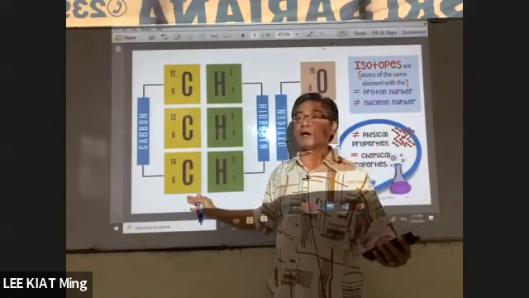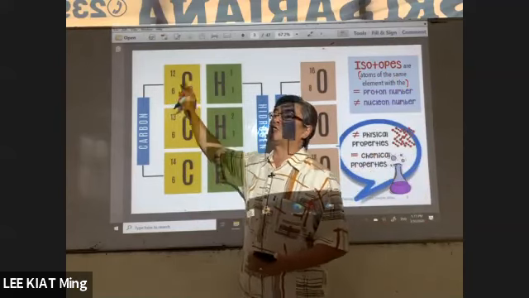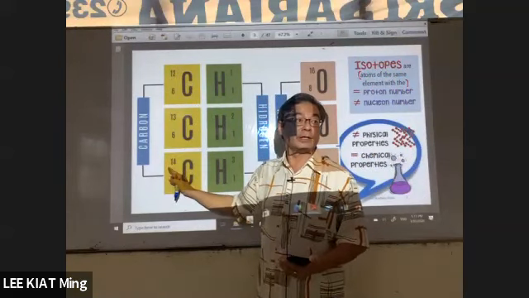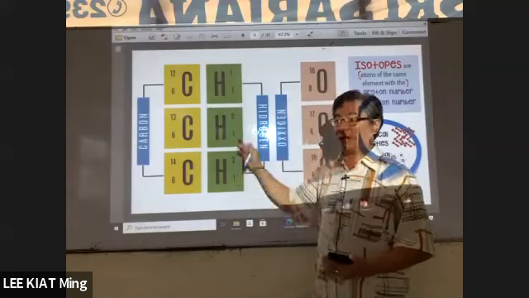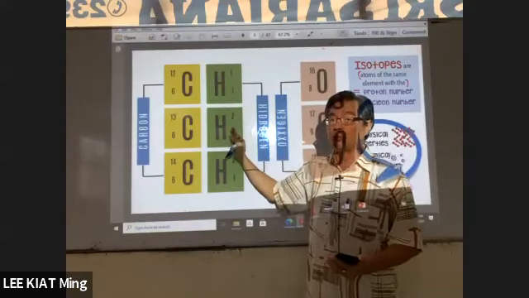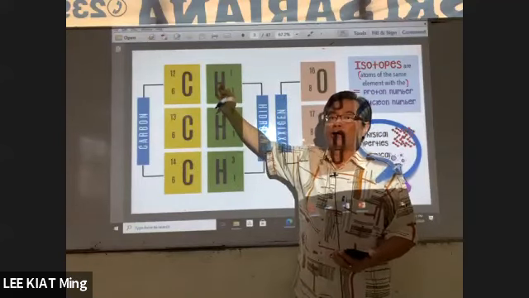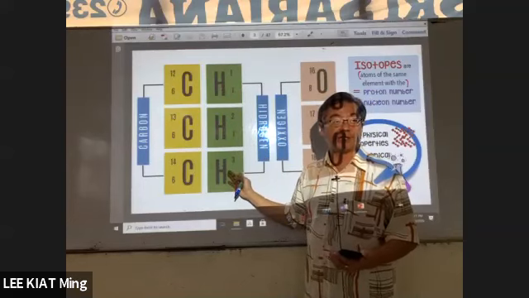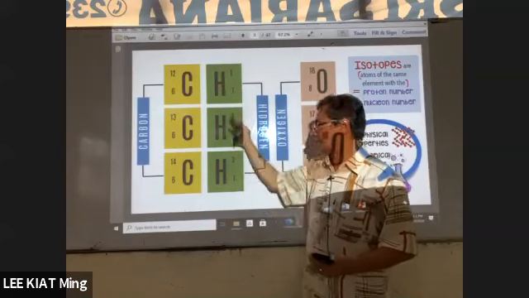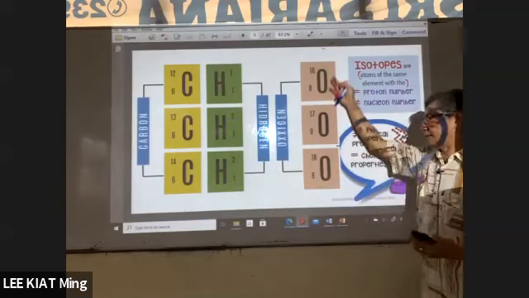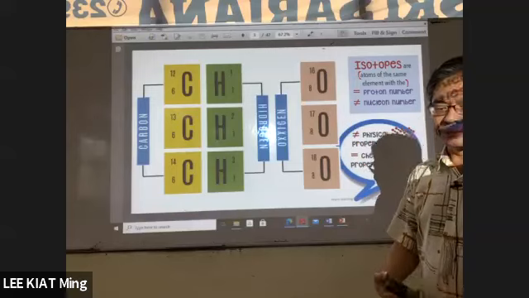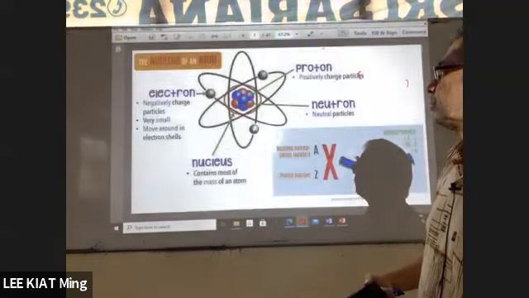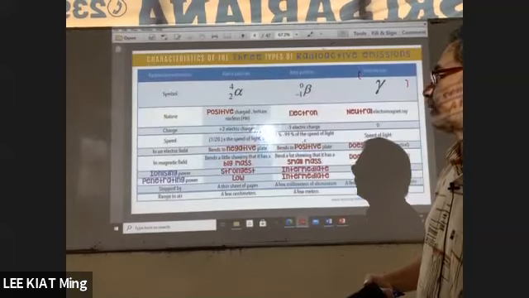So similar element means what? Carbon. But because of different neutron numbers, we got carbon-12, carbon-13, and carbon-14. Clear? The same goes for hydrogen, we have H-1, H-2, deuterium, and H-3, tritium. So these are isotopes of hydrogen. And this is isotope for oxygen. All right, this is very near to chemistry, so we don't look at that. We will go to the next one.